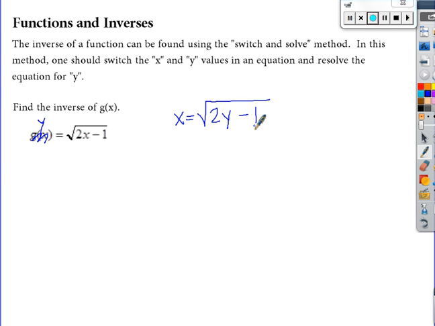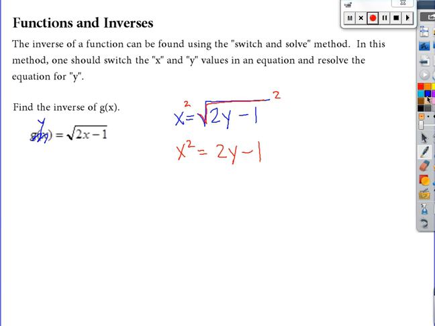Now, the solving part is where some people run into some problems. What we'd like to do here is work from the outside in. So the first thing we need to address is the square root, and the opposite of square rooting, or excuse me, the inverse of square rooting, the inverse operation would be squaring. So I square both sides. That gives me x squared equaling 2y minus 1.